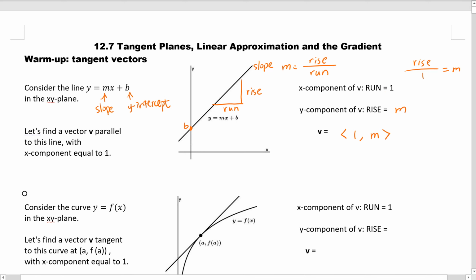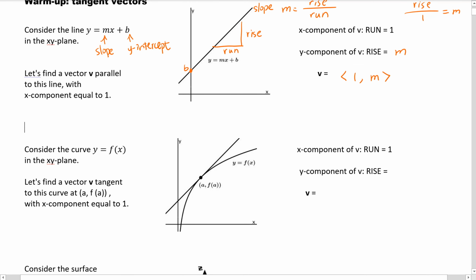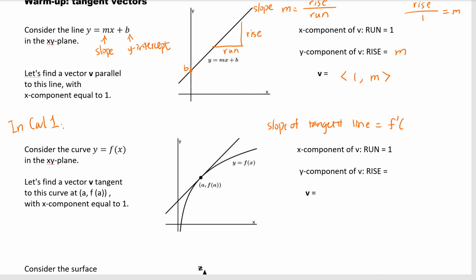Alright, and then next, consider this curve y equals f of x in the xy plane. Let's find a vector tangent to this curve at the point a, f of a, with the x component equals 1. So this is like in Calculus 1. Right? We know what is the slope of the tangent line? So slope of the tangent line equals the derivative evaluated at that point a, right?